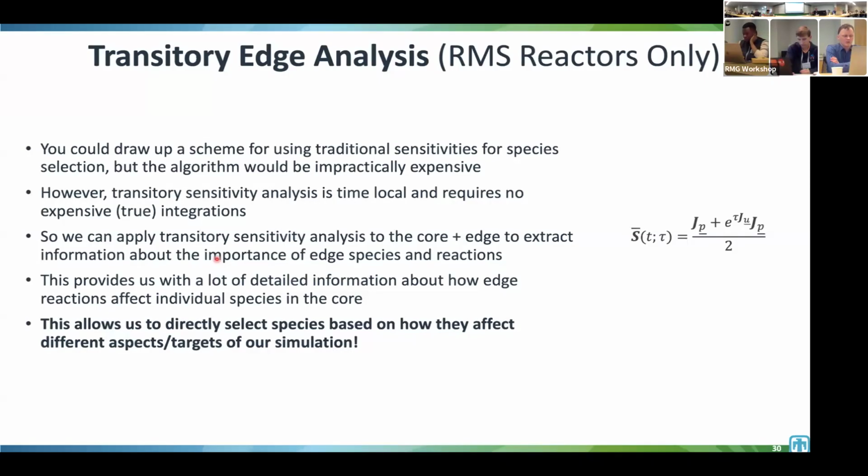You said that it doesn't work for very large models, is that right? Yes. Or, well, it runs for very large models, but it will slow down. The fundamental issue is that the computation for transitory edge analysis scales quadratically with core edge size, whereas for branching and flux analyses, it scales linearly.